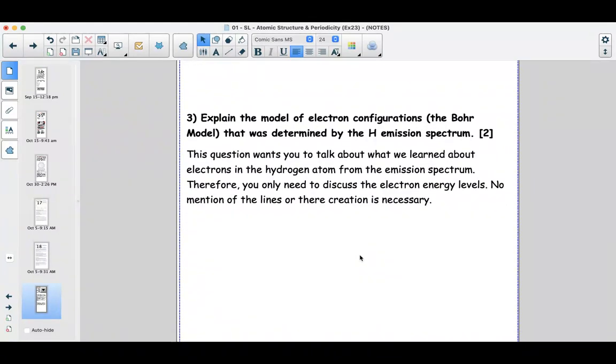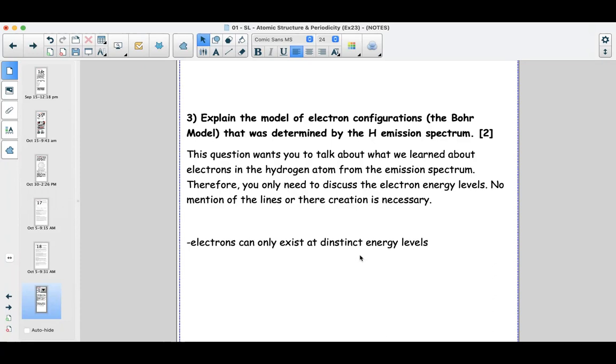Finally, the third type of question is explain the model of electron configurations from the Bohr model that was determined from the hydrogen emission spectrum. So this one is less about explaining or describing the colors of light and instead saying, what does this tell us about electrons in the atom? Well, we learned from the emission spectrum that electrons can only exist at distinct energy levels in an atom, right? That's the first key idea.